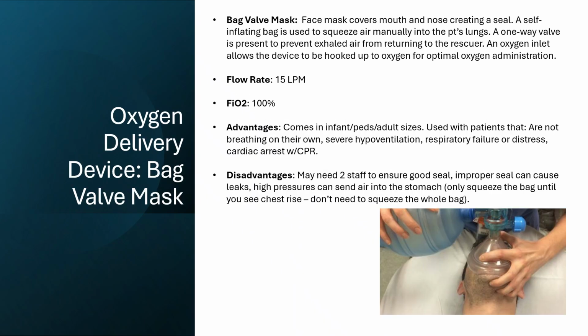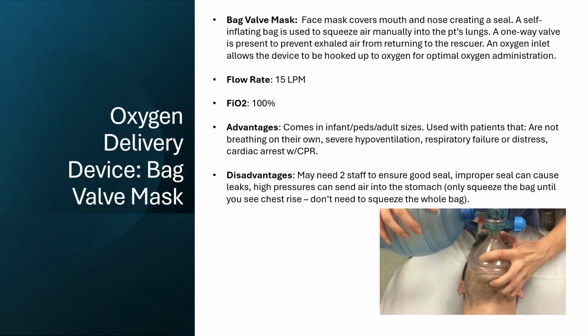All right, next up is a bag valve mask. So this is a face mask that covers the mouth and the nose to create a seal. It's got a self-inflating bag, which the rescuer will squeeze air manually into the patient's lungs to ventilate the patient. It's got a one-way valve to prevent exhaled air from returning to the rescuer. And then an oxygen inlet, which allows the device to be hooked up to oxygen for optimal oxygen administration. It doesn't always hook up to oxygen, but best case scenario, you hook that thing up to oxygen and you can get a FiO2 of 100%.